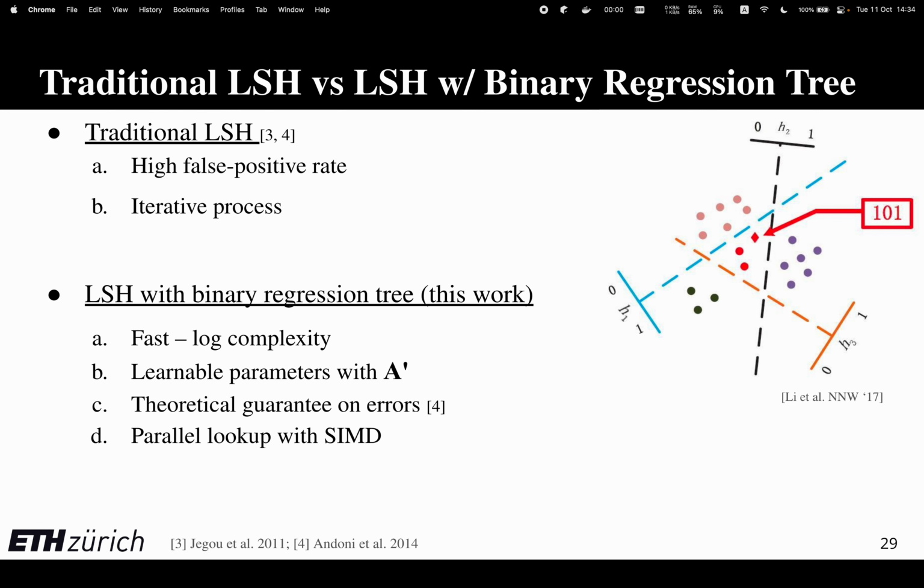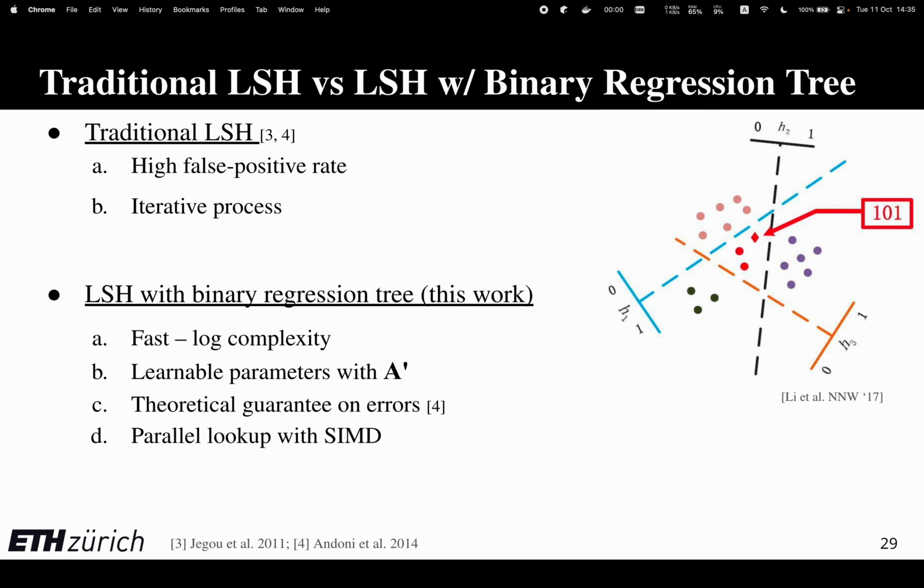This is why the authors used the binary regression tree, which has logarithmic complexity, and also comes with very natural theoretical guarantee bounds for the errors. It can exploit the training set we have to learn a set of parameters for later use. And we can also use SIMD to do parallel lookups.